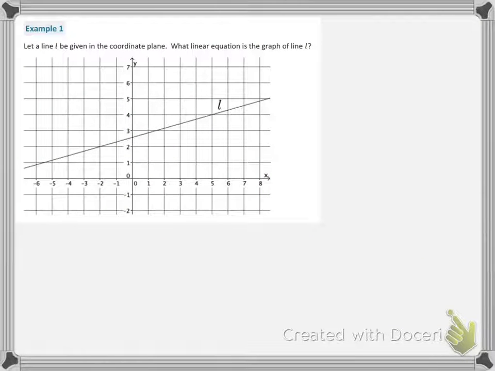Let a line L be given in the coordinate plane. What linear equation is the graph of line L? Okay, so we have to write a linear equation. Well, not a problem if we know where it crosses the y-axis, but look, I just can't say with any certainty what that is. Is it 2 2/3? Is it 2 3/5? I just don't really know, so I can't actually say what the y-intercept is at this point.